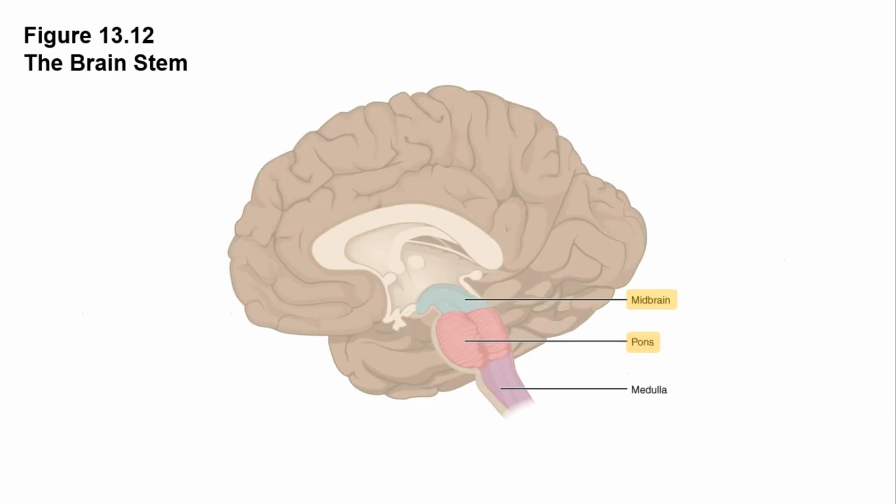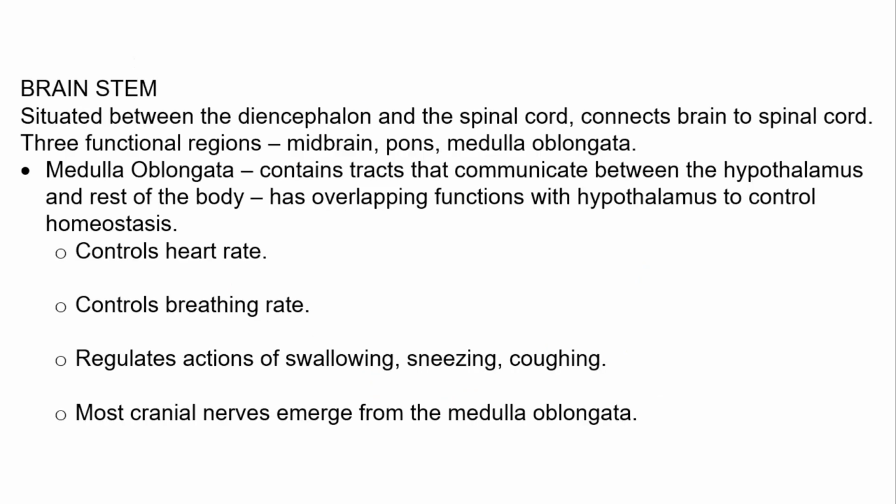The brainstem consists of the superiorly located midbrain, the pons, and the inferiorly located medulla oblongata, which continues on to become the spinal cord. The medulla oblongata, or simply medulla, contains tracts that communicate between the hypothalamus and the rest of the body, as the hypothalamus functions in the control of homeostasis. Since these functions are relayed through the medulla oblongata, it has some overlapping functions with the hypothalamus.